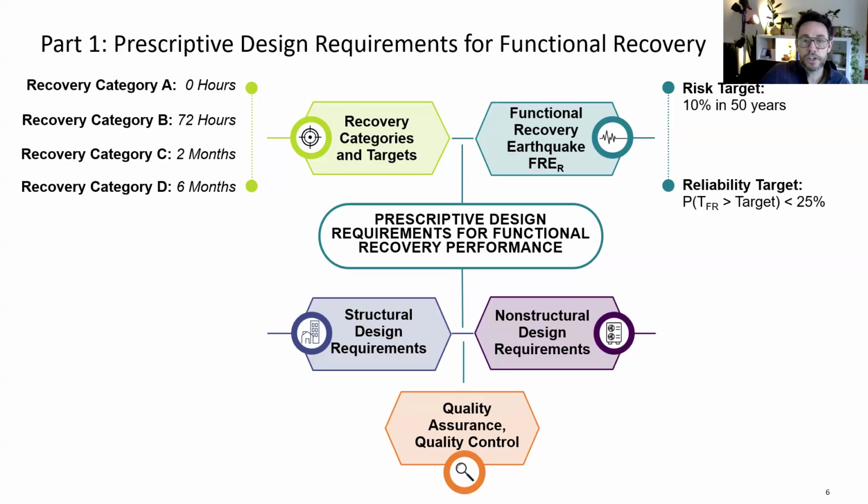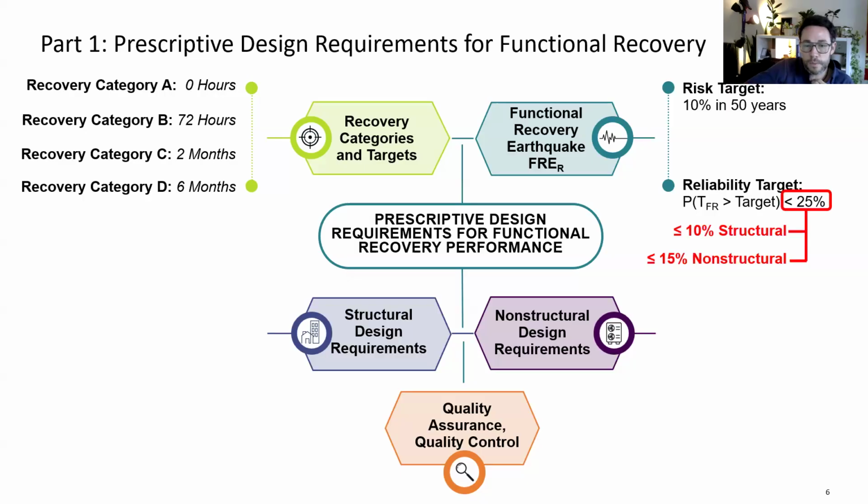And the associated reliability target is to have a probability of 25% or less chance of exceeding recovery time targets conditioned on the occurrence of the functional recovery earthquake ground motions. So these first 2 points that I highlighted are integral to the development of prescriptive design provisions for both structural and non-structural systems, because the provisions aim to ensure that we meet these recovery targets, which we verified by using the ATC 138 framework, which is a framework to quantify functional recovery time in buildings.